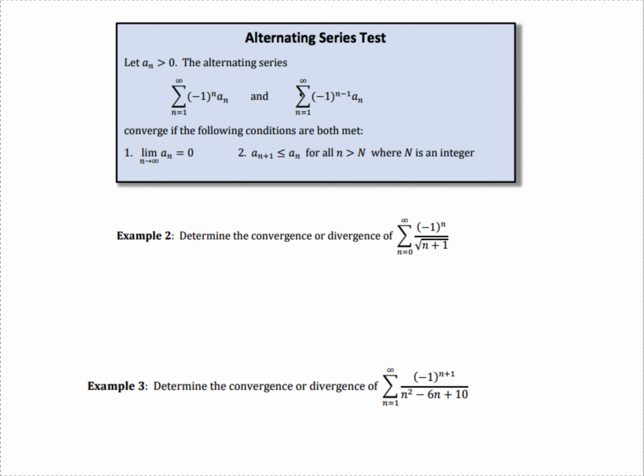Let's talk about the alternating series test. We'll actually kind of slam these two things together. So the alternating series test says, let a sub n, so whatever the main part of the series terms is, be greater than 0.